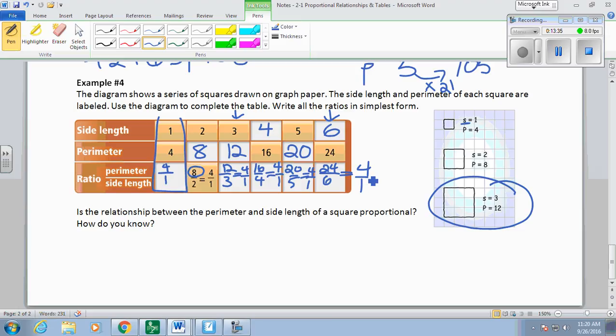So the last question says, is the relationship between the perimeter and side length of a square proportional? How do you know? Yes. Each ratio is equivalent to 4 firsts.